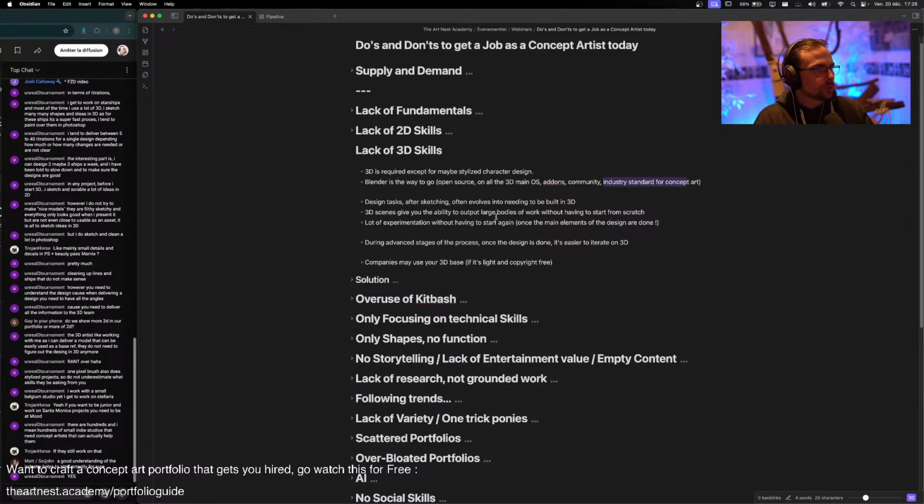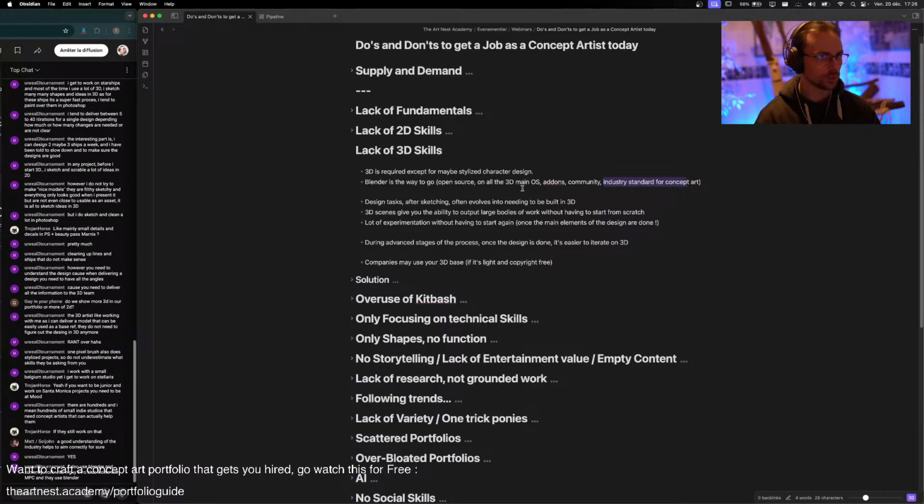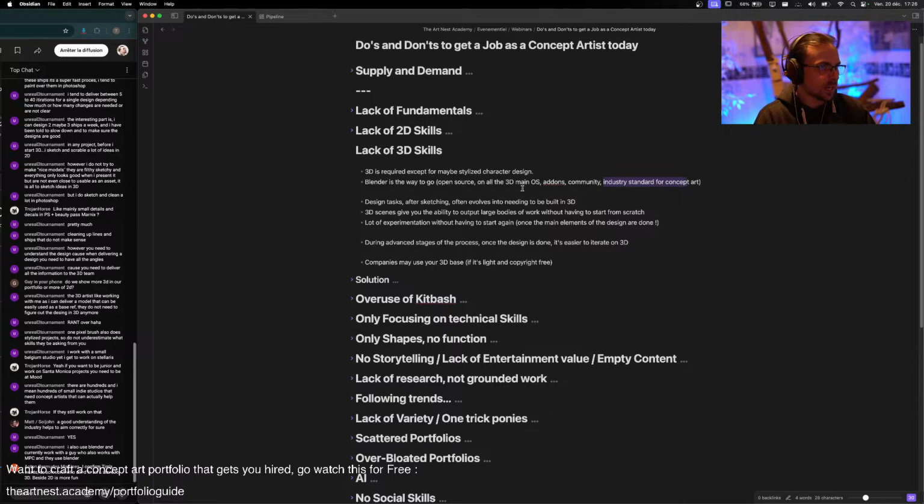So when to use 3D? Not at the very beginning of your design stage. You're going to do it when you have sketched the idea and you need to execute it properly. You're going to design the thing roughly, and then when you want to do it in a clean way, that's where you move to 3D. You do it after sketching. After sketching, it often involves building the thing in 3D. A 3D scene gives you then and only then the ability to output a large body of work and iteration without having to start from scratch.